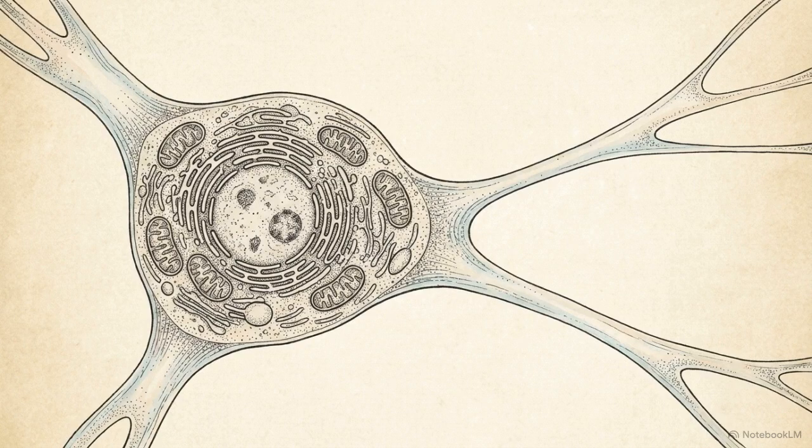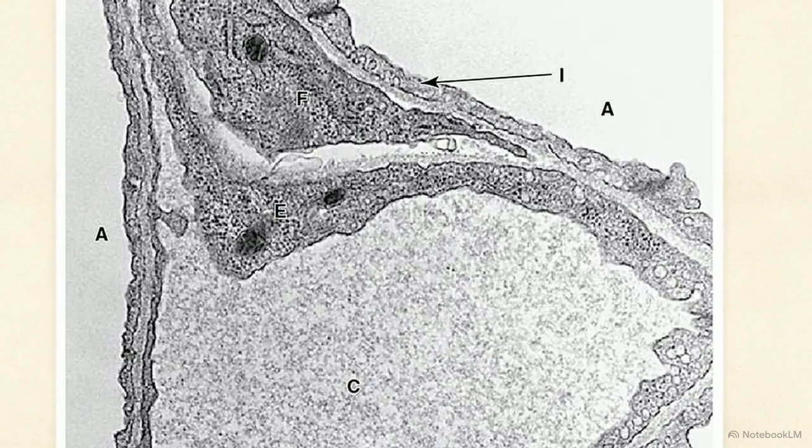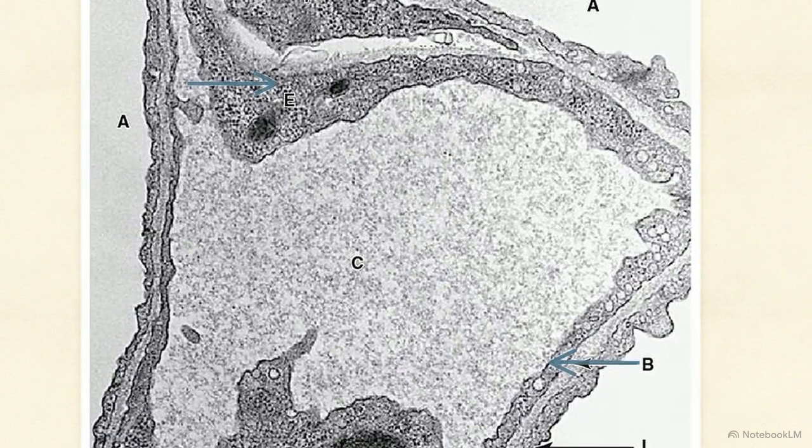nanometers. This ultra-high magnification TEM reveals the lung's ultimate engineering marvel, the blood-air barrier. It separates alveolar air from the capillary bloodstream using three exact components: the incredibly thin type 1 cell, the capillary endothelial cell, and their completely fused basal laminae sandwiched between them.